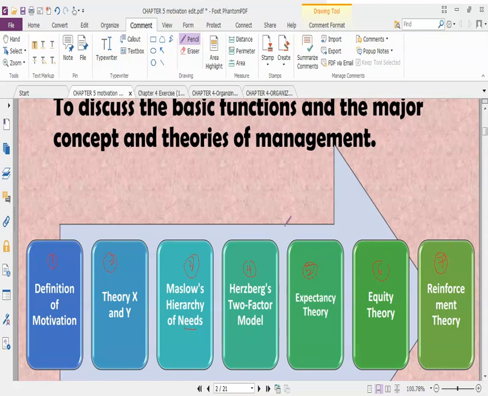Okay, so under the topic of motivation, we will look at many of the theories that every organization uses in order to motivate their staff or motivate their employees to do better in the organization.